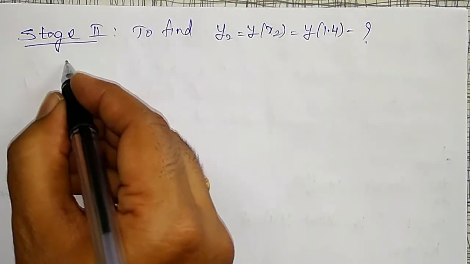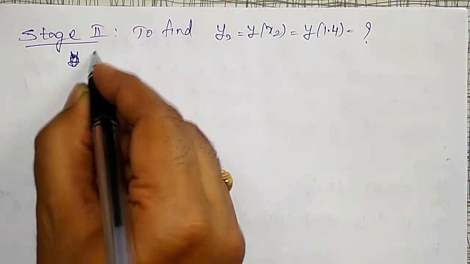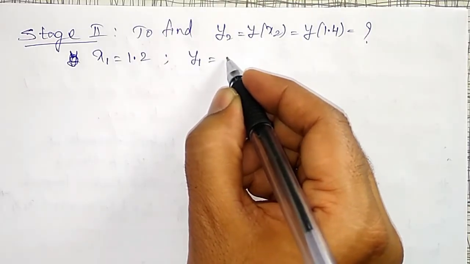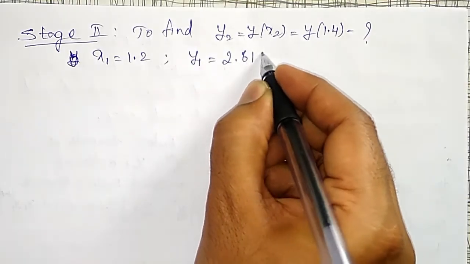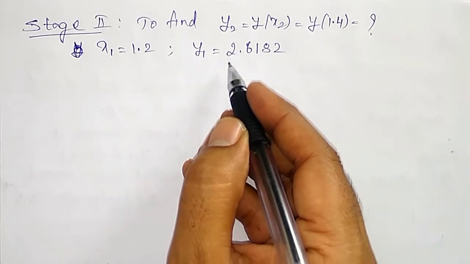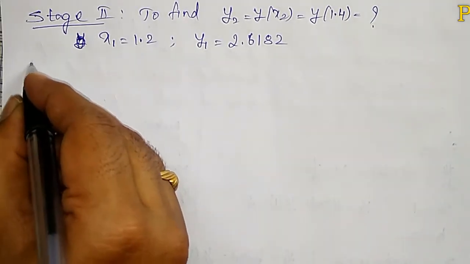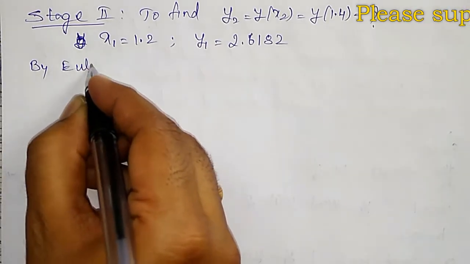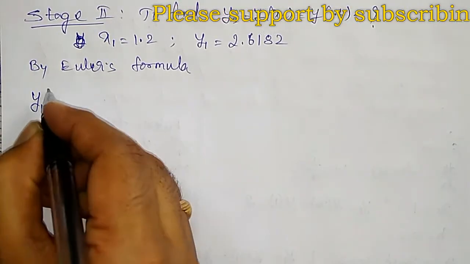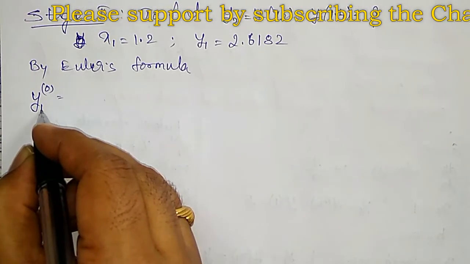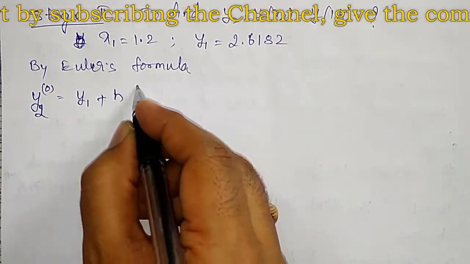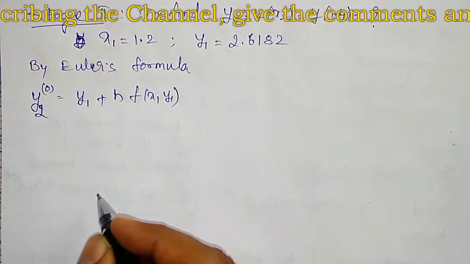To do this, my initial values will become: x1 is nothing but 1.2 and the corresponding y1 will become 2.6182. Just now I calculated it in the previous stage. These will become my initial values. Now again, the same procedure you have to follow. That is first by Euler's formula, the predictor value, that is y2 zeroth approximation equal to y1 plus h into f of x1 y1 it will become.